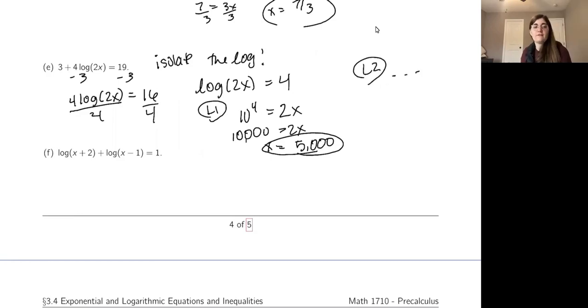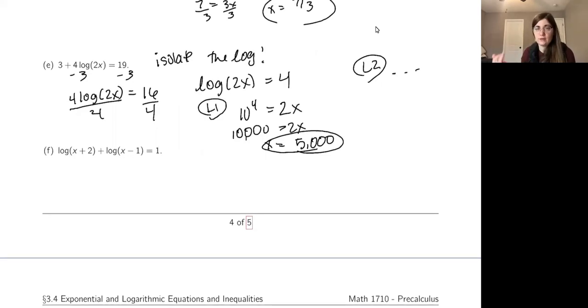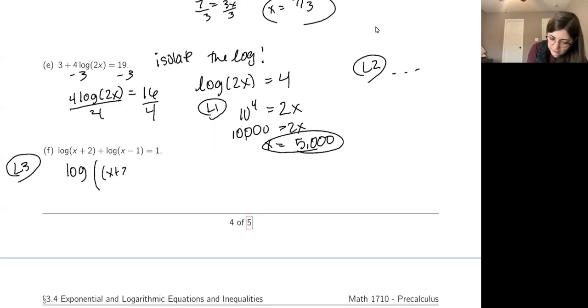All right, when I look at f, I see I have 2 logs. I have a log of x plus 2 and a log of x minus 1. And what we're realizing is that I need to combine those somehow to be able to write this with just one log, since I also have some number parts. So let's use law of logs. I can write log of x plus 2 plus log of x minus 1 as log of multiplication, x plus 2 times x minus 1 equal to 1.